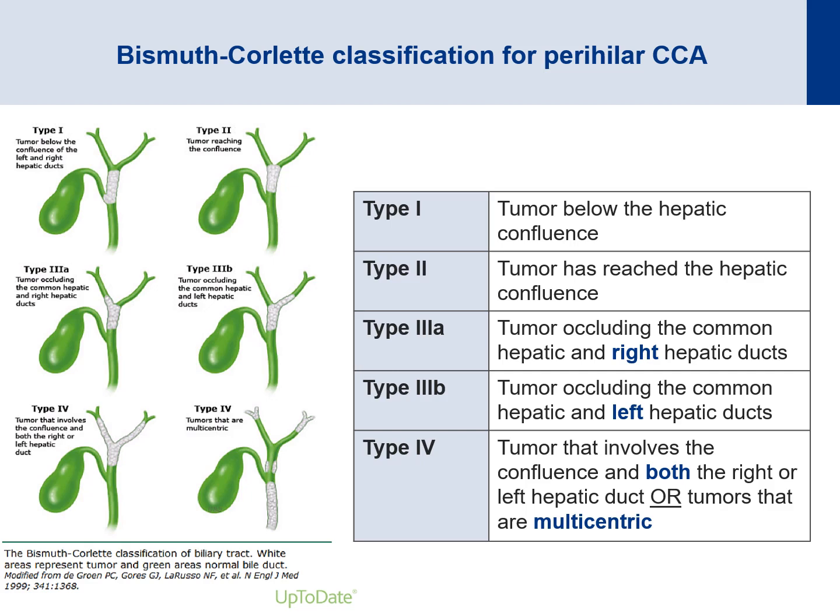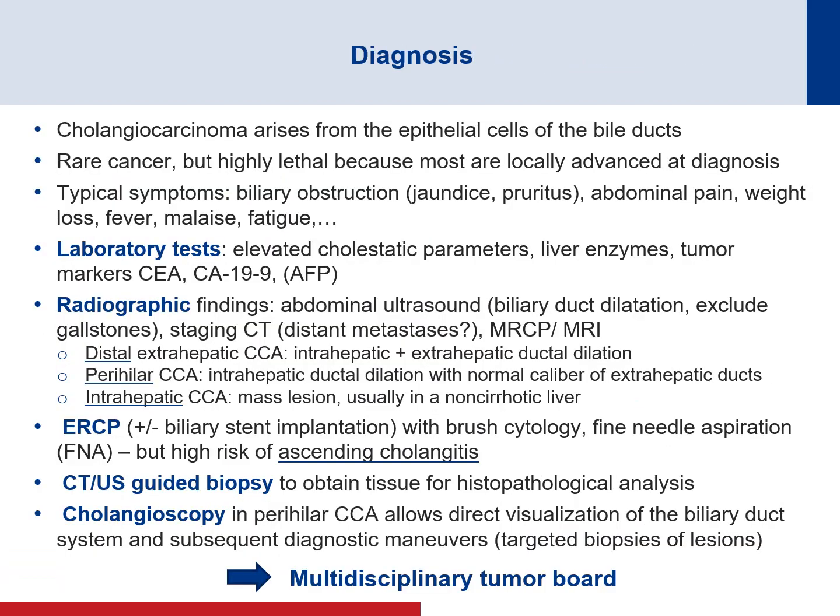Type 2 means that the tumor has already reached the hepatic confluence, whereas in type 3A, the tumor is not only to be found in the common hepatic duct, but has also infiltrated the right hepatic duct, and type 3B, the common hepatic and left hepatic duct. And finally, in type 4, the tumor is either multicentric or involves the confluence and both the right and left hepatic duct. So now, what does the diagnosis of CCA entail?